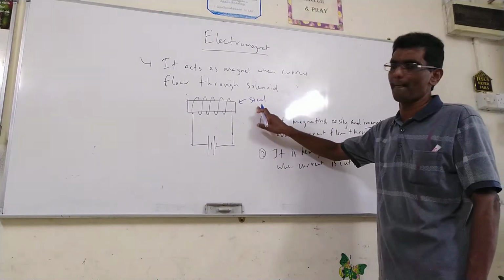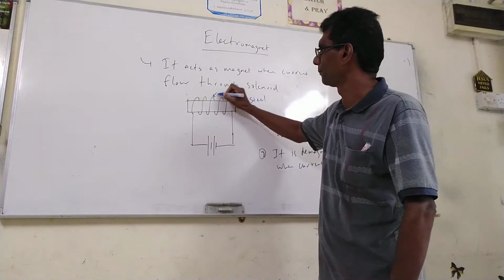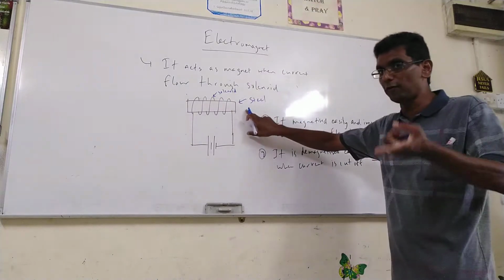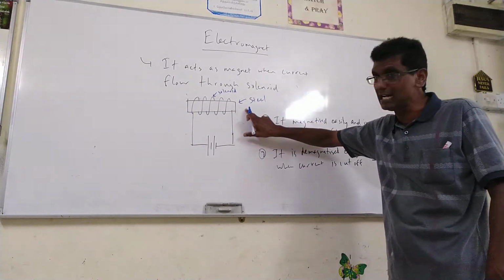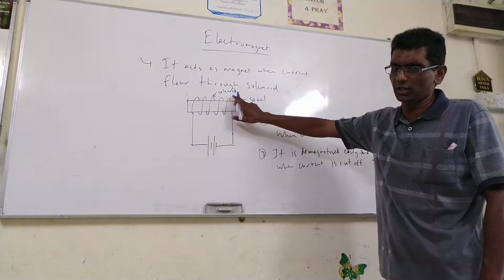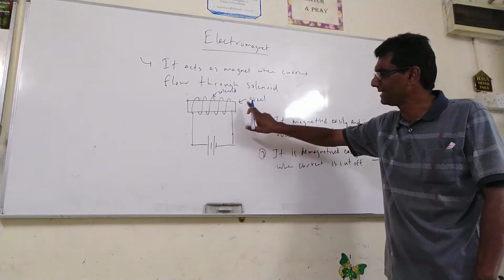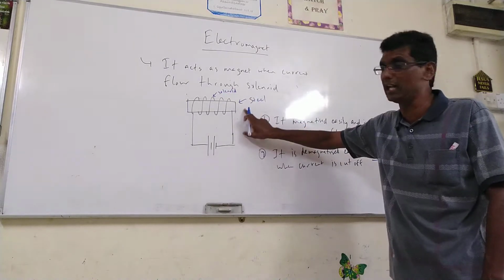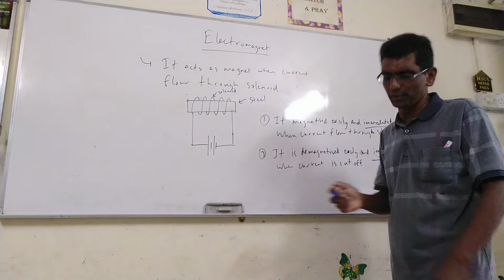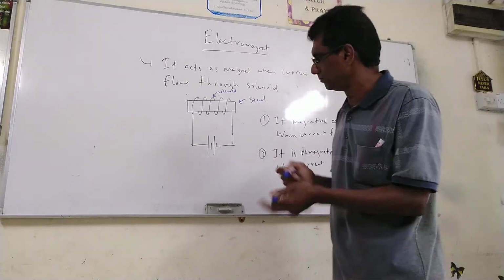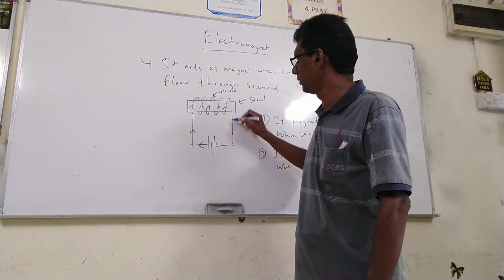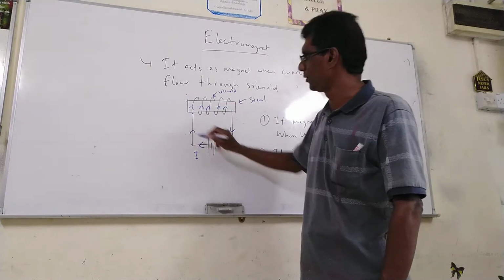This one steel, and this one solenoid. Instead of a soft iron core, if they use steel, what happens? Steel and solenoid, current flows.